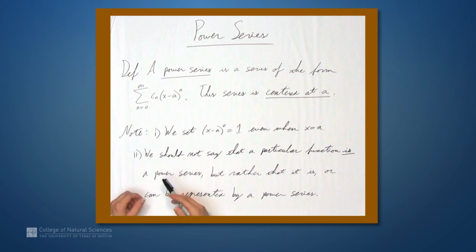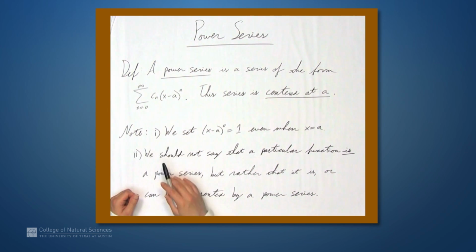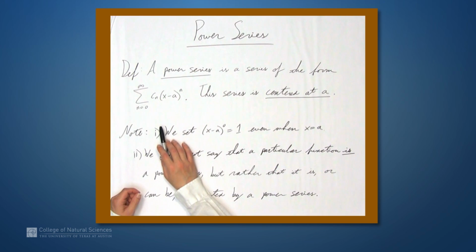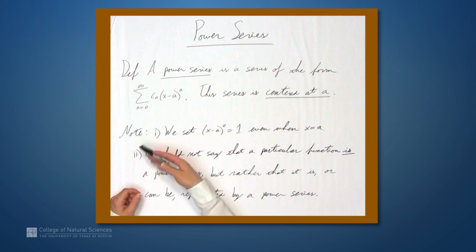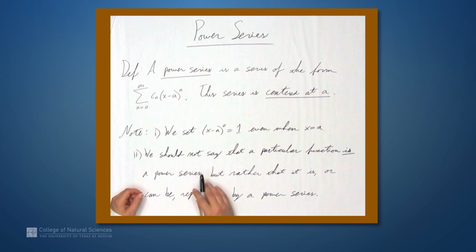Second thing to note, we shouldn't really say that a particular function is a power series, but rather that it is or can be represented by a power series. So this is a particular means of representing a function. This is a function of x. It's not a class of functions itself. Trig functions, that's a class of functions. Piecewise functions, that's not a class of functions, it's a way of representing them. Likewise, power series is a way of representing functions. Let's take a look at an example.